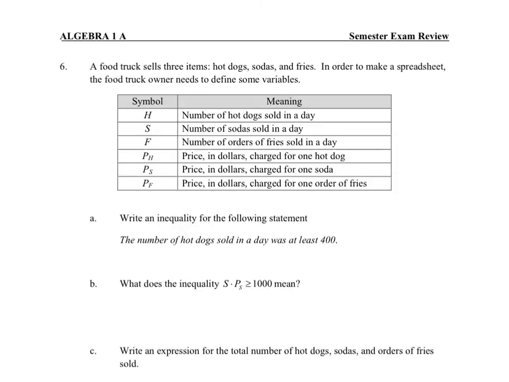able to do this. So the first part is write an inequality for the following statement. The number of hot dogs sold in a day was at least 400. Well, what we can see is that H here is the number of hot dogs sold in a day. So we can write capital H, and then we have was at least 400. That means that it was 400 or more. So H is greater than or equal to 400. And there's our inequality.